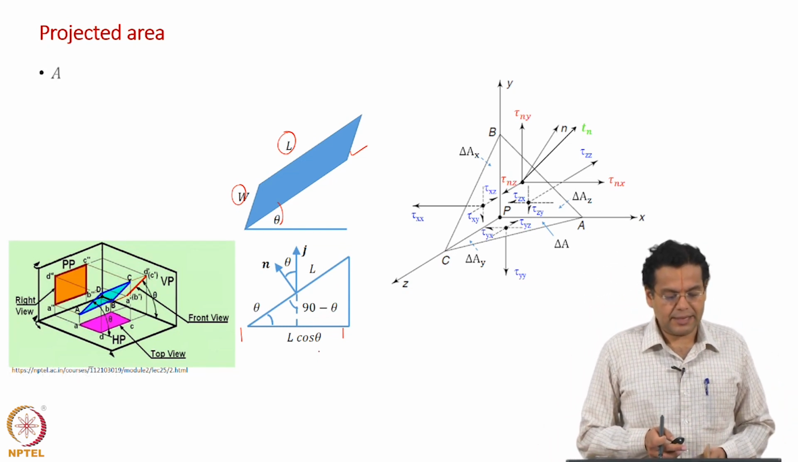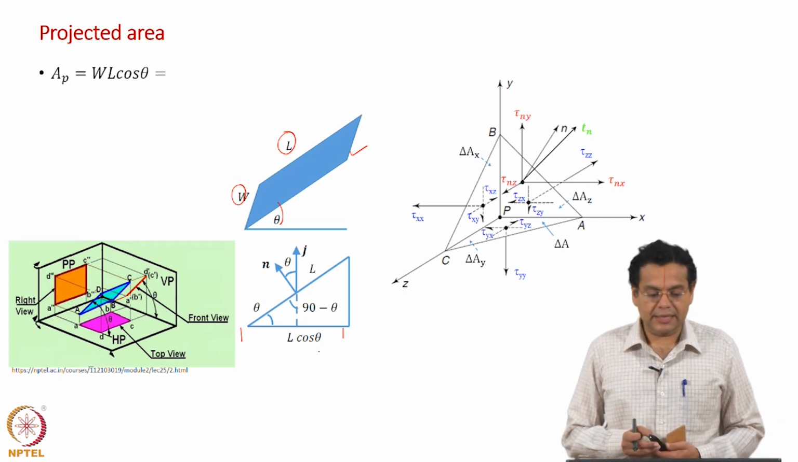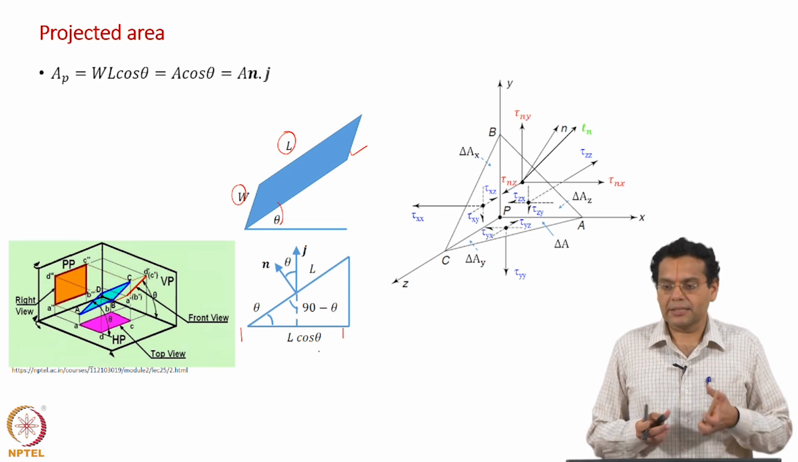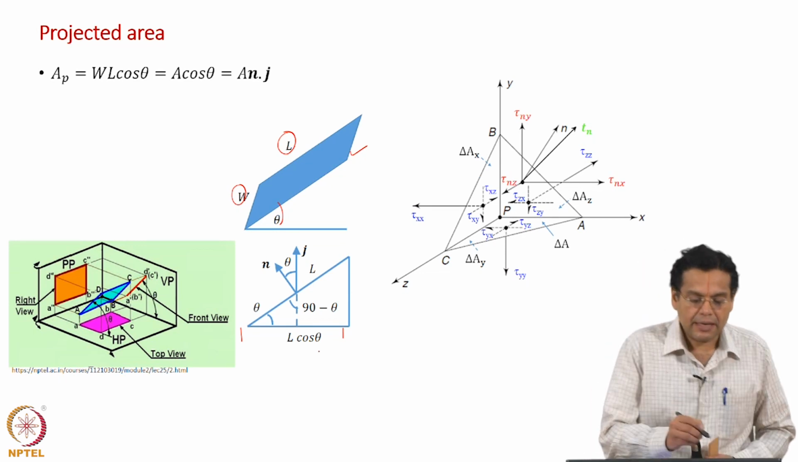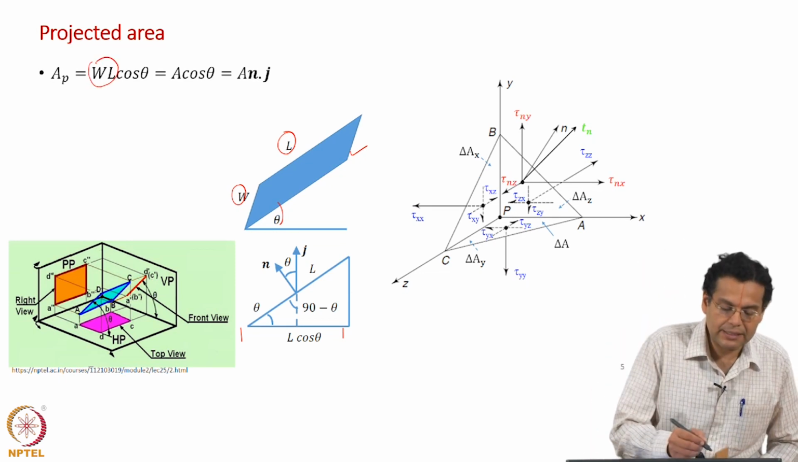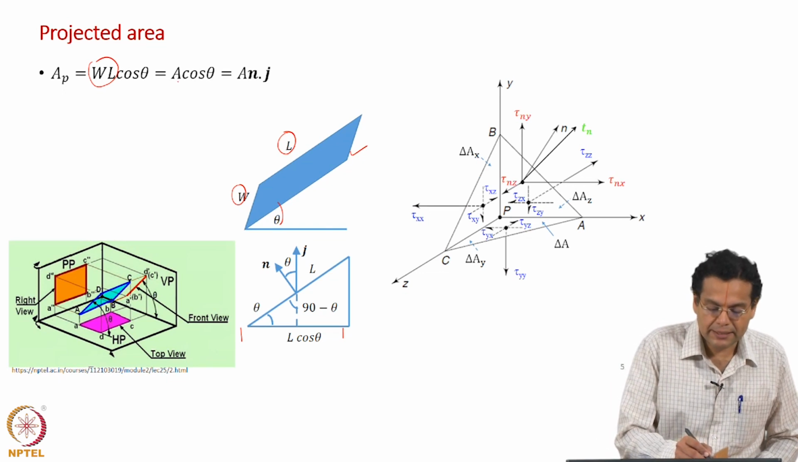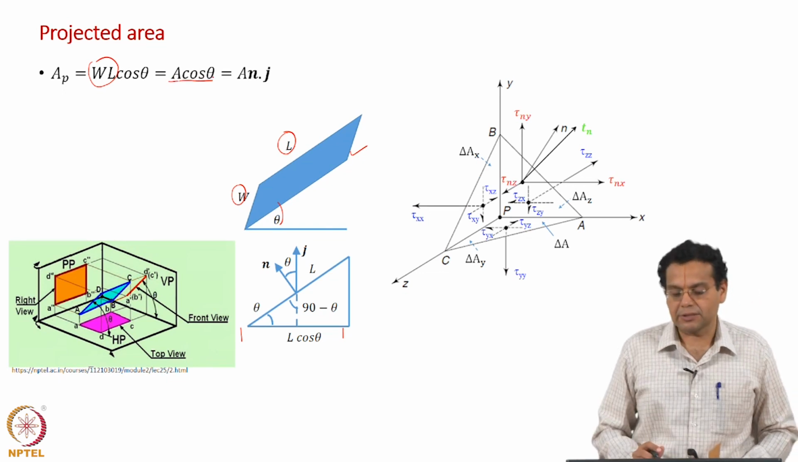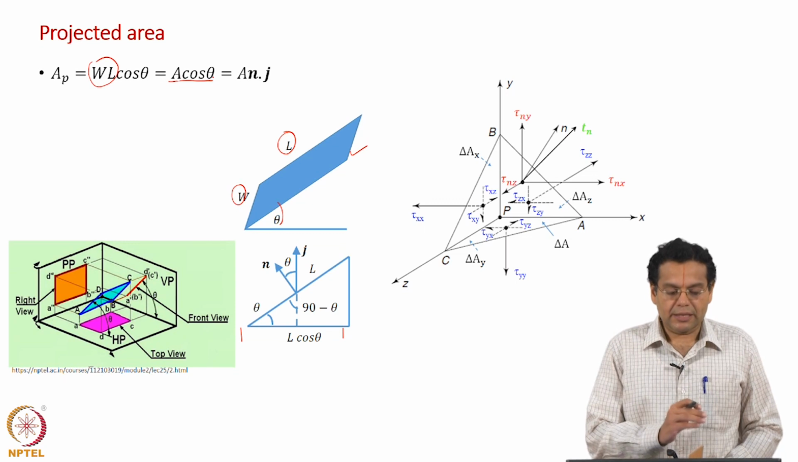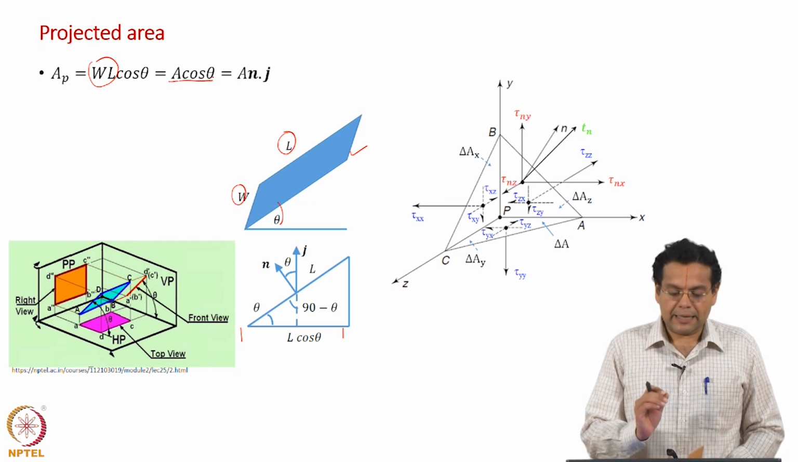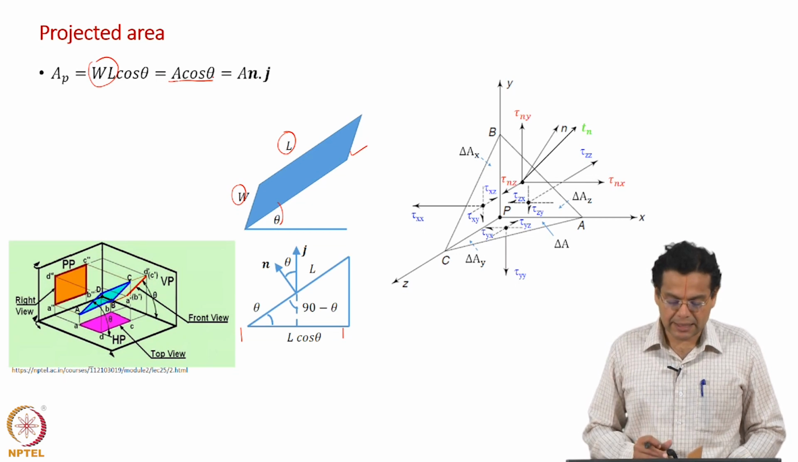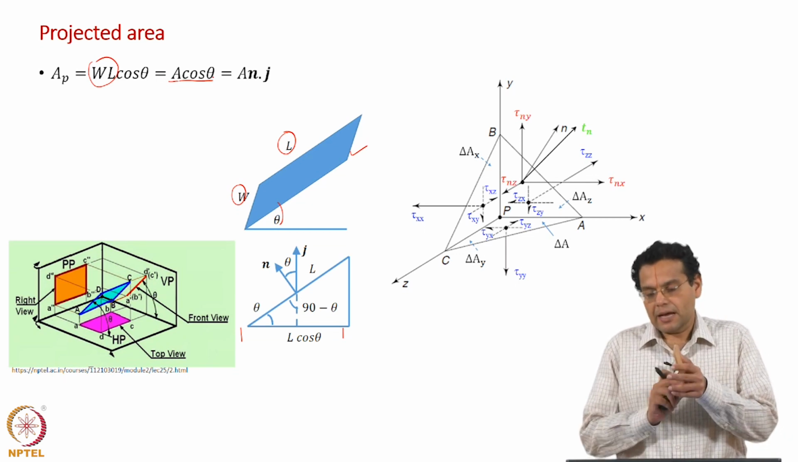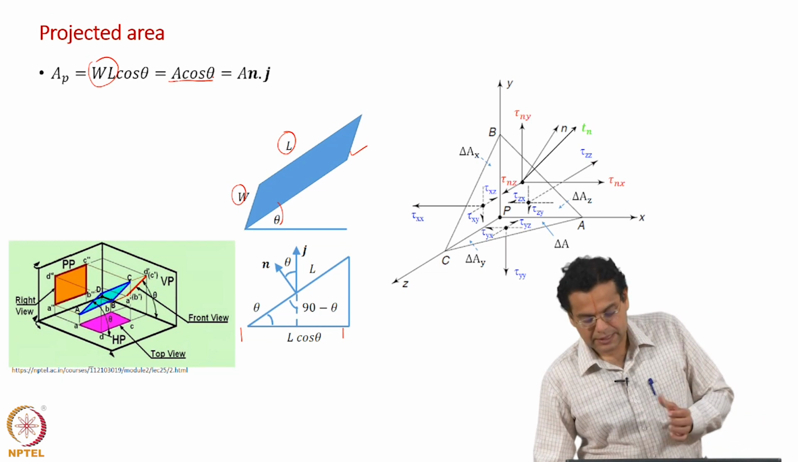So let us write down that A_P, the projected area, is W into L cos theta. W remains the same, the projected length becomes L cos theta, and WL is the area of the actual plane itself, so A into cos theta. The actual area of the plane is A. So the projected area is the actual area into cos theta, where theta is the angle between the plane and, in this case, the horizontal plane.